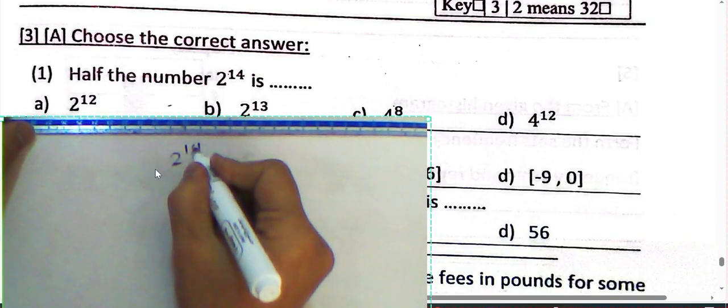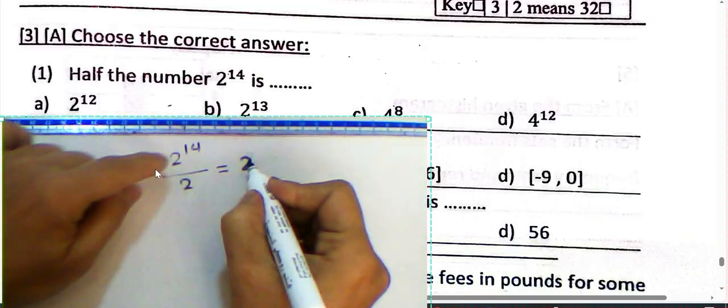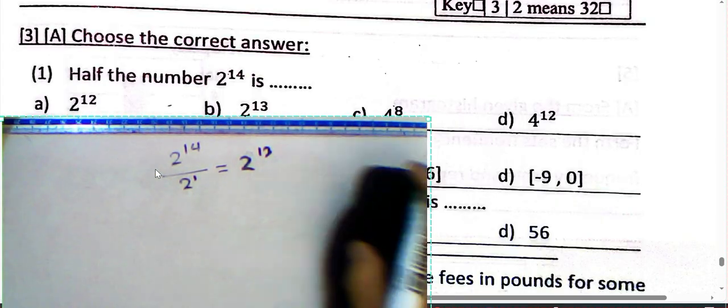2 power 14 divided by 2. Find the difference between the powers: 14 minus 1 is 13. The result will be 2 power 13.